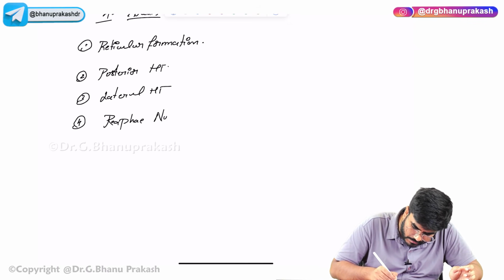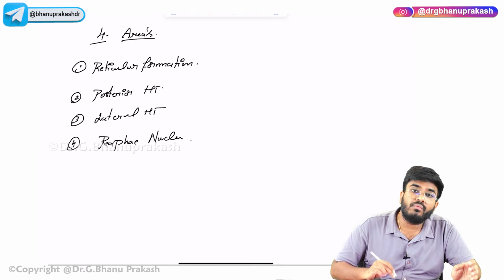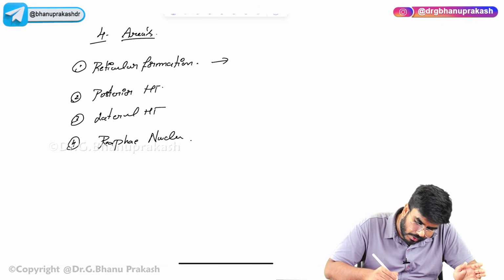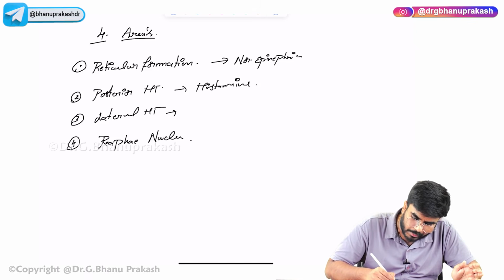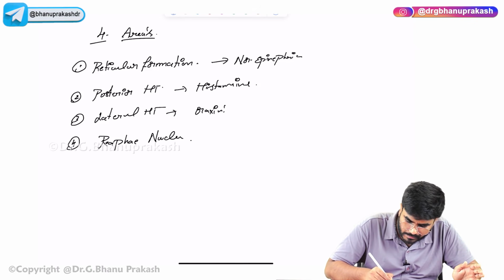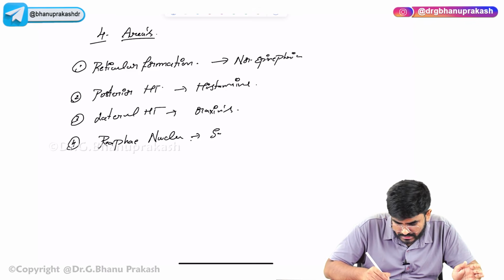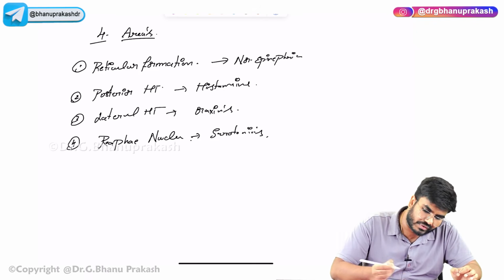Raphe nucleus. These are the 4 areas. They will keep you awake. Reticular formation produces norepinephrine. Posterior hypothalamus produces histamine. Lateral hypothalamus produces orexins. And Raphe nucleus produces serotonin. So this is a question which was asked in the exam.